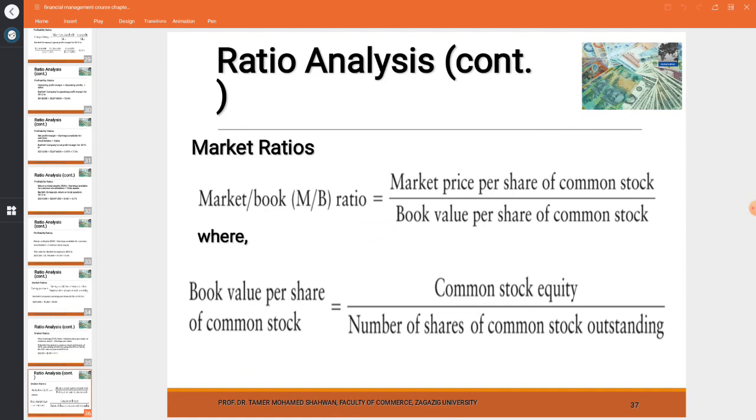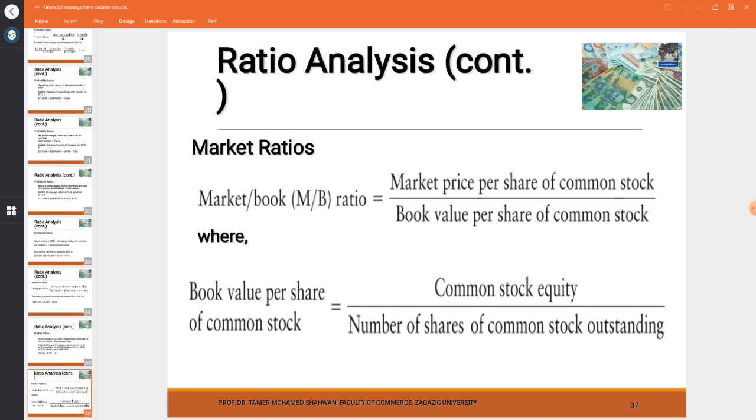Also, sometimes you are calculating market to book ratio. Market to book ratio is the market price per share divided by the book value of this share. Therefore, if this share is trading in the market, it's easy to get its market price, and you divide it by the book value per share. How could we determine the book value per share? It's very easy. Book value per share is equal to the equity divided by number of shares outstanding. Equity divided by number of shares outstanding will give you the book value per share.